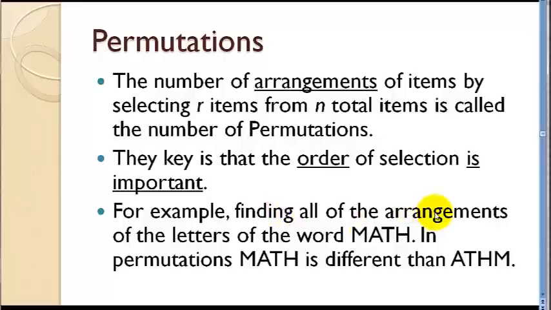So for example, if we are arranging the 4 letters from the word math and seeing how many different words we can make, the order would matter. And I'm using the term word loosely. We're just using it as an arrangement of the 4 letters. So math is different than this. So those would be 2 different permutations or arrangements. What we're interested in is being able to count or find the total number of arrangements that can be made in different situations.